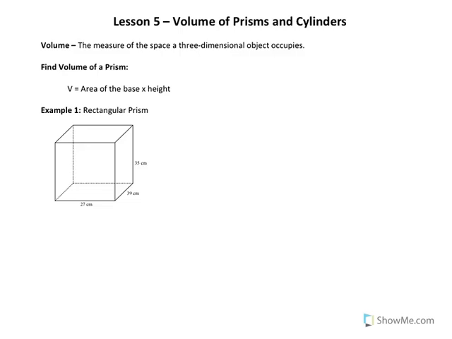Lesson 5, volume of prisms and cylinders. Anytime you're dealing with a prism, a three-dimensional object, you're going to find the area of the base and multiply it by the height. For this example, we have a rectangular base, so it is a rectangular prism. So we're going to do the area of the base, which is length times width, and multiply it by the height. So there's our volume formula.